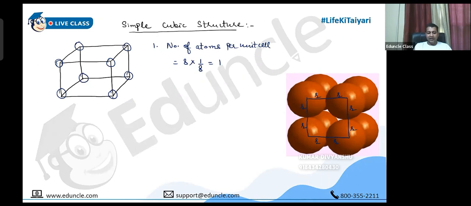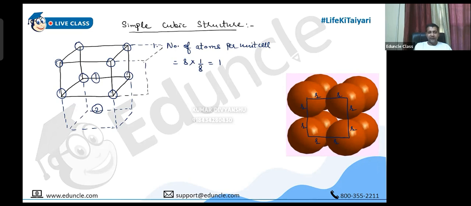Yes, I'm making the diagram also. Now, how is this atom being shared by 8 of these? See, there will be one unit cell below this one, like this. So this one is being shared by 1, 2, then there will be another one to the right of this one. Isn't it? Are you getting what I'm trying to say?